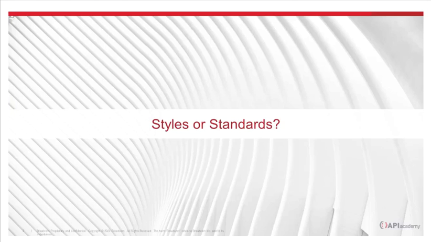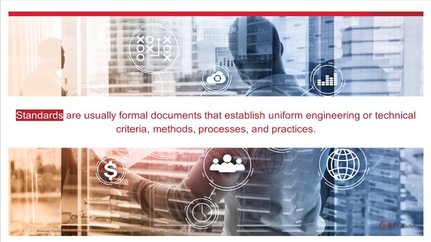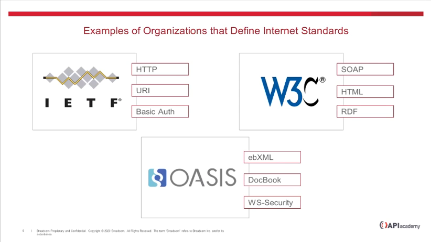People often get confused between standards, a set of rules, and styles, a particular mode of expression. Let's take a moment to look at the difference between the two. Standards are usually formal documents that establish uniform engineering or technical criteria, methods, processes, and practices. These organizations define Internet standards.